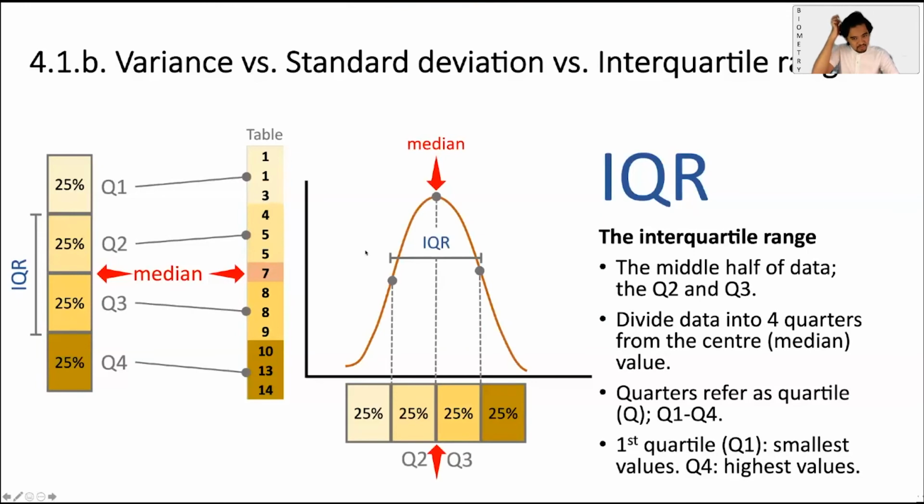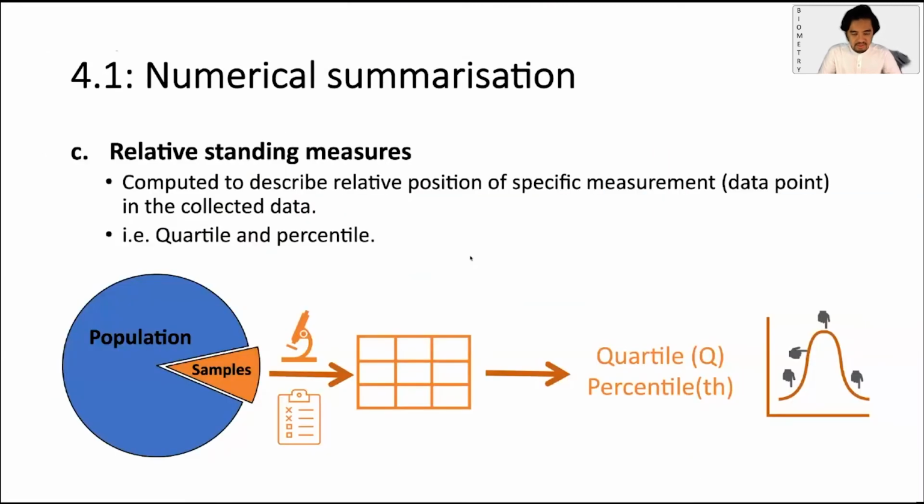So if you have a distribution of your data, and the center is your median, these are evenly distributed data. The interquartile range tells where your data lies and somehow describes the pattern, the shape of your data distribution. You have the Q2 and the Q3 here, the median at the center of your data, and the Q2 and the Q3 fall within the interquartile range. Okay, so now we have the relative standing measures.